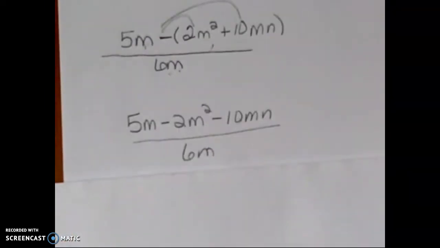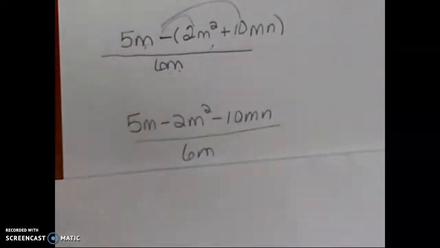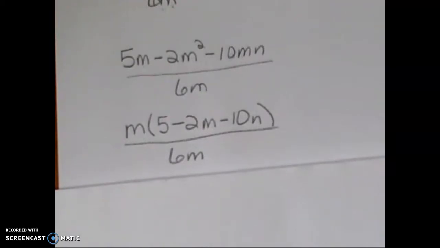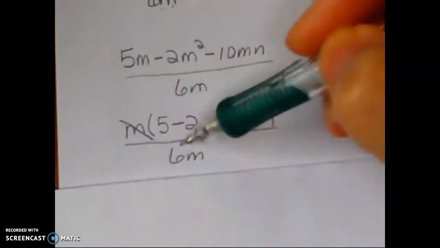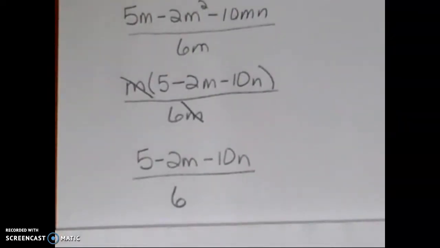Listen, sometimes you can simplify it even one more step. There's an m that can be factored out of here as a GCF. So I'll factor out the m, and you're left with 5 minus 2m minus 10n. You see it? There's an m in each one. So I factor that out, and then I see that since I have factored out the m, those can cancel. And there's my final answer.